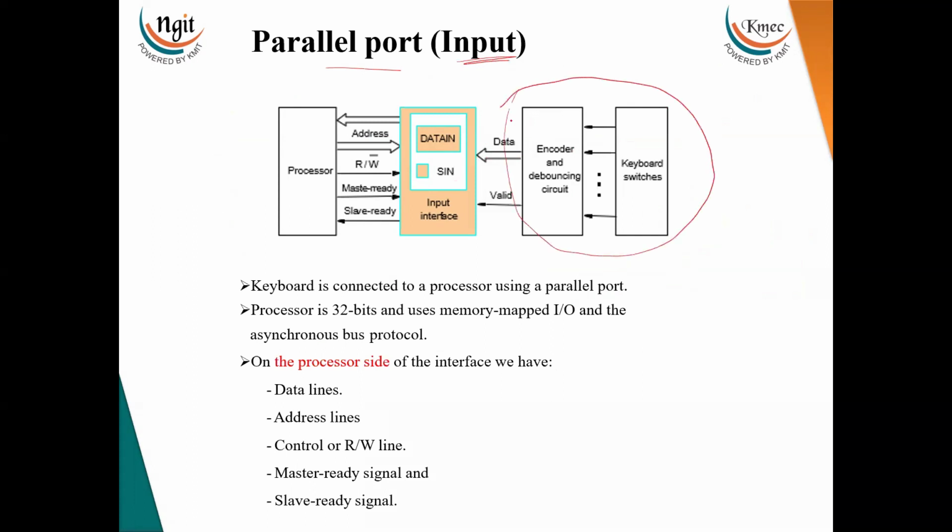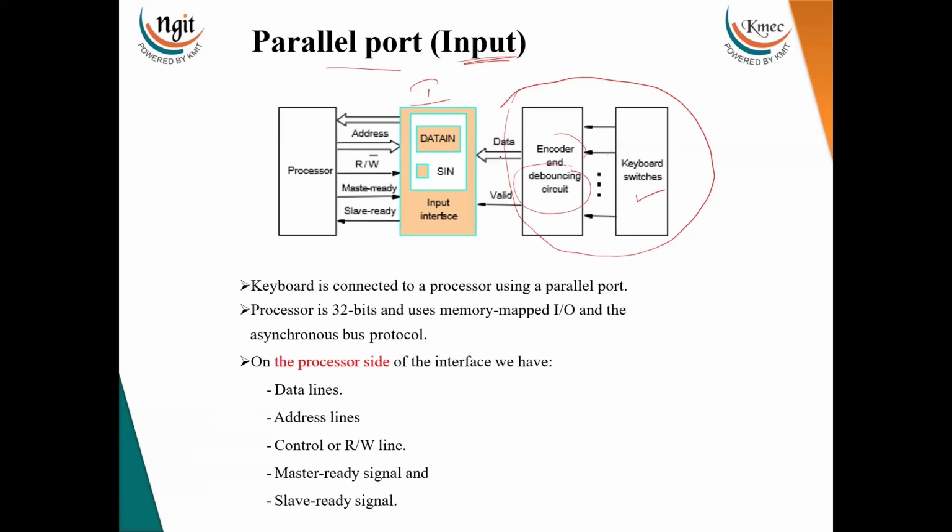Here we have connected the keyboard. If this is the interfacing circuit, between the interface and the keyboard there are keyboard switches. When a key switch is pressed, a code is generated for the corresponding electrical signal using the encoder. And what is the debouncing circuit? When the key is pressed, sometimes because of the bouncing mechanism it will generate multiple signals. That should be eliminated by using the debouncing circuit.